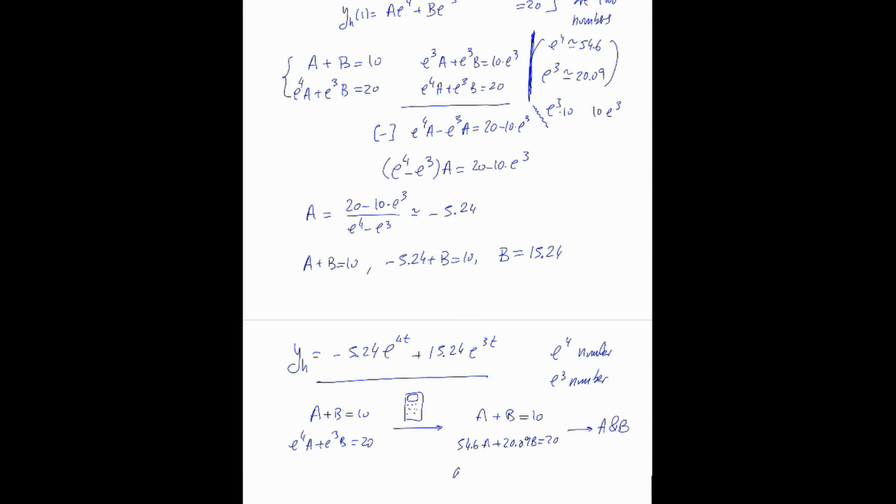As these values are approximate, maybe the solution you get is not exactly the solution I got above, but it's an approximation, so it's good enough. Nothing to be scared of. You can use the calculator, for example, here. I have used the calculator. It doesn't matter. The point is that e to the 4 and e to the 3 are numbers and there is nothing to be scared of.